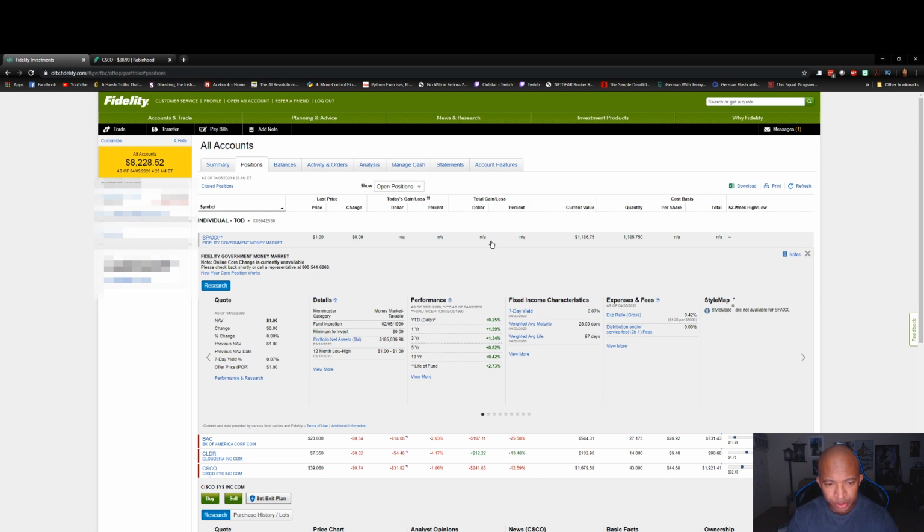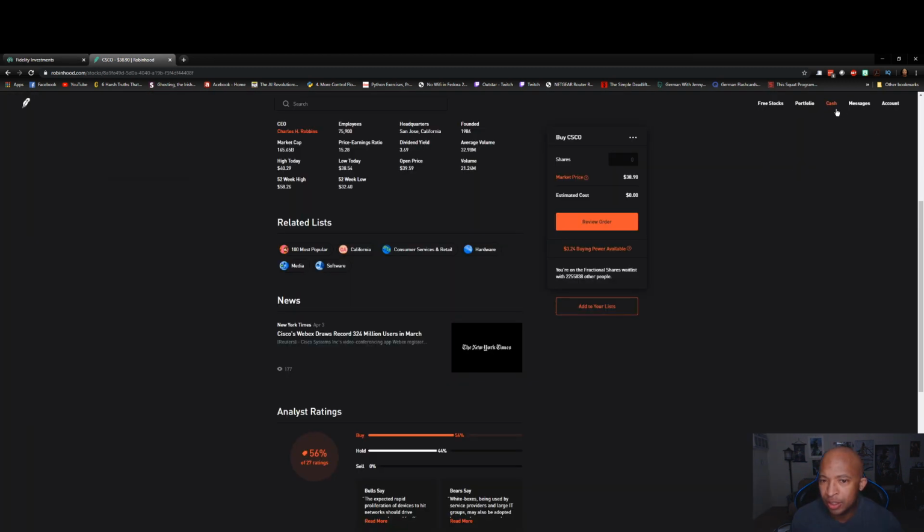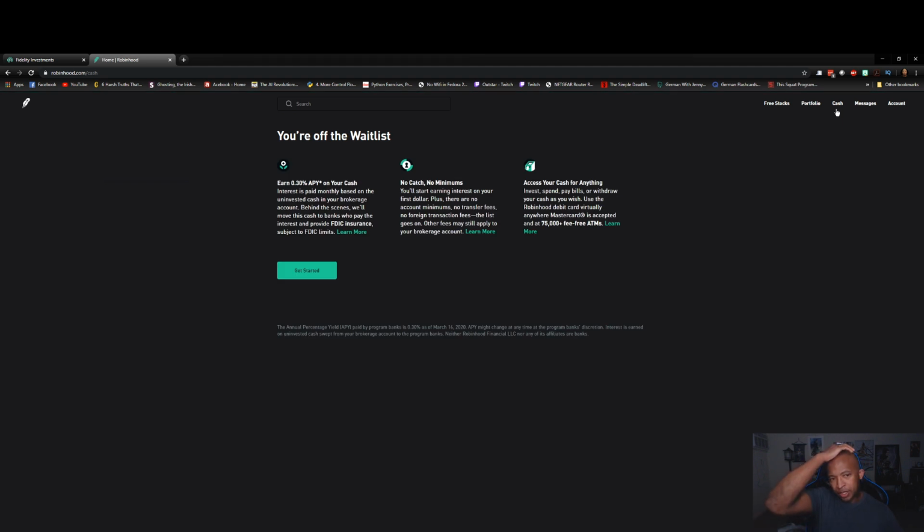Now in Robinhood, your cash just sits there in a money market account. Well, no, your cash doesn't even sit there in a money market account. Your cash just sits there, and Robinhood collects interest on it. Now, Robinhood did eventually come up with a cash management platform, which I have not taken advantage of because right now my account's restricted after I transferred my assets to Fidelity. But you can earn 0.30% APY on your stored cash.